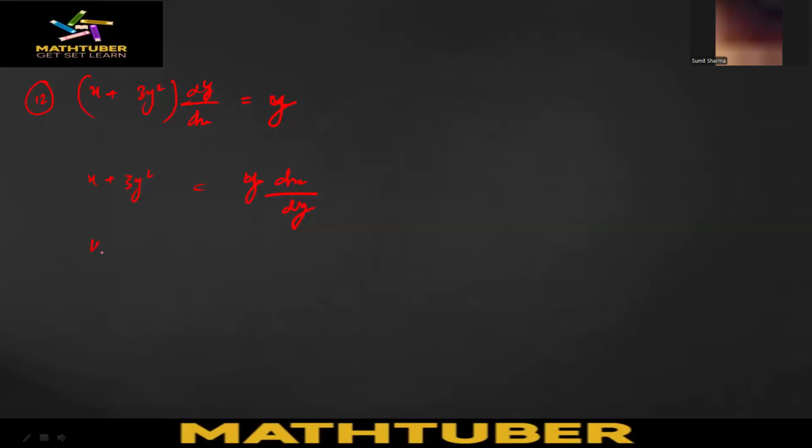Now divide the whole equation by y. You will get x upon y plus 3y equal to dx upon dy. So with dx upon dy, we need the coefficient of x, so it will become minus x upon y is equal to 3y, right?